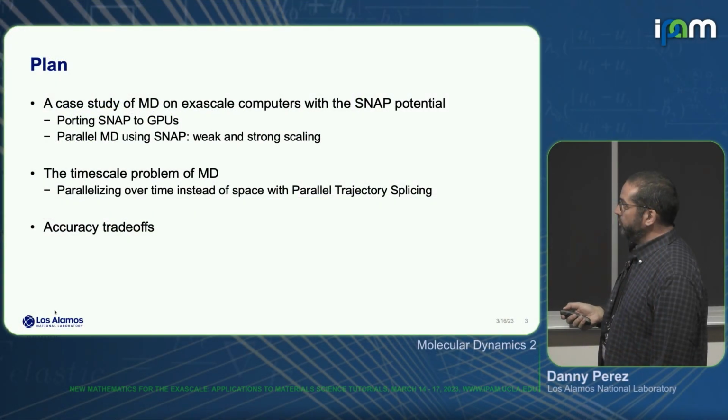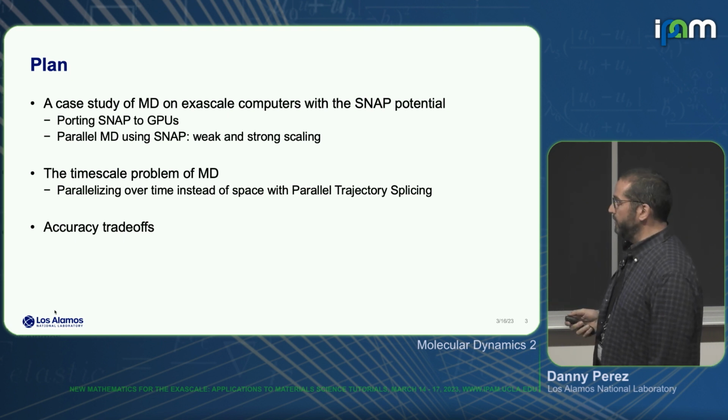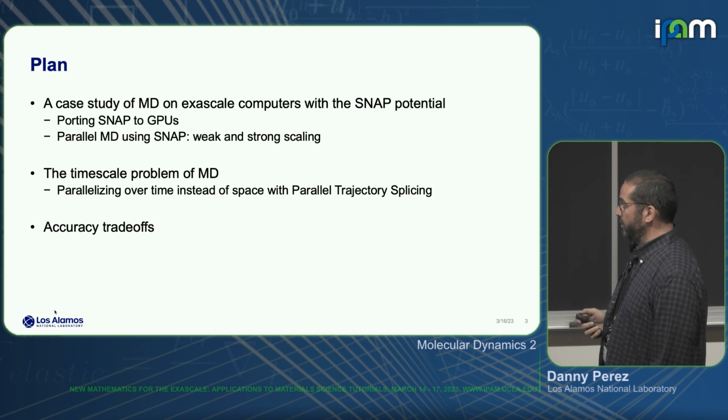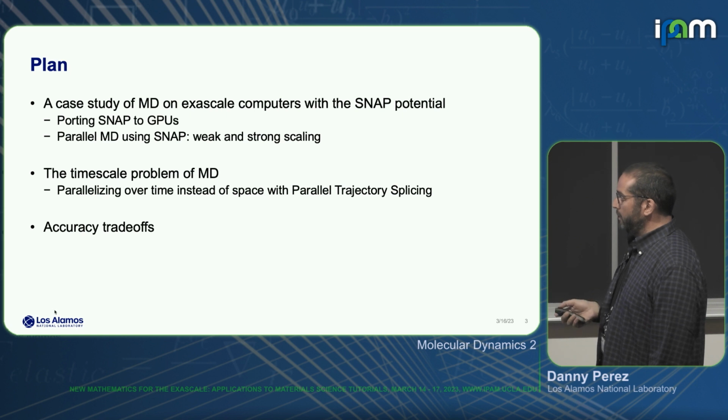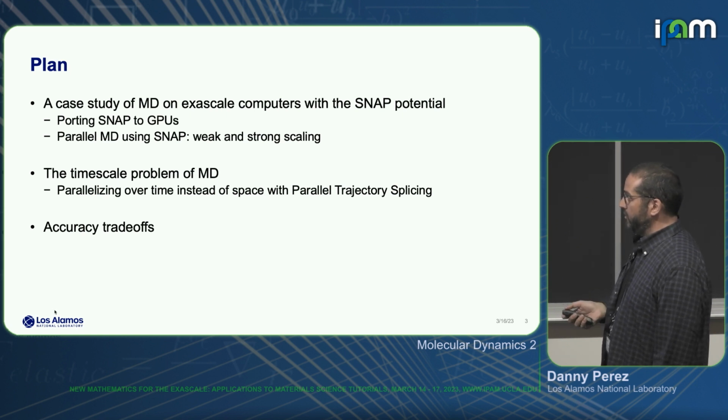And I'll start with talking about scale and using runs that Aidan and Raul and Evan, who spoke this morning, contributed to. And I'll start briefly talking about the potential that was used and the challenges in having this run efficiently on GPUs. And then I'll talk more about the parallel scaling of these kinds of things in the weak and the strong sense that you heard a lot about this week.